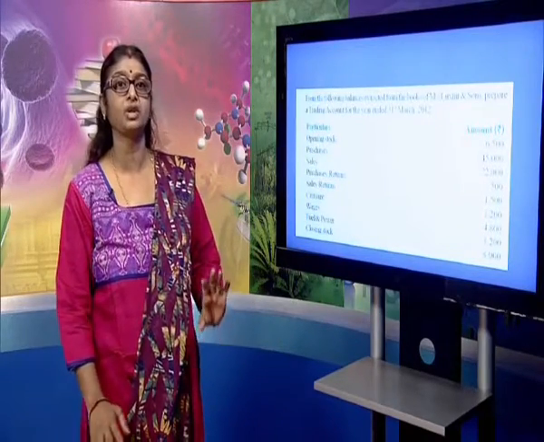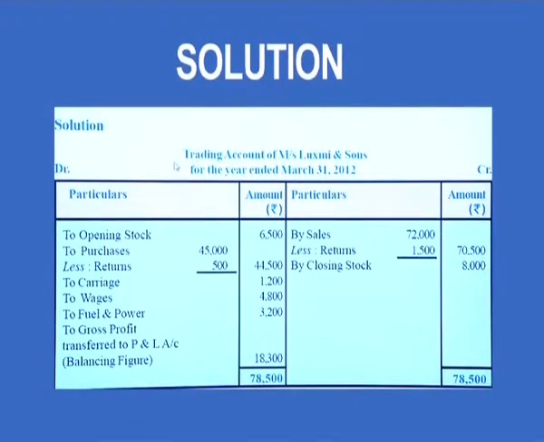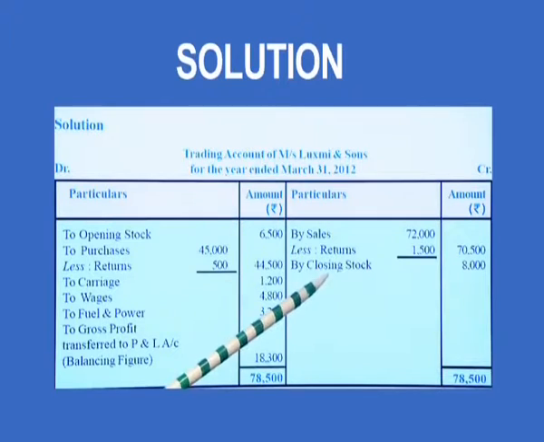Closing stock will come on the credit side of the trading account. So, here is the answer or solution: by sales less returns, and closing stock on the credit side of the trading account. Opening stock on the debit side, to purchases less returns. Carriage, wages, fuel and power, all these are direct expenses. So, it is coming on the debit side of the trading account.